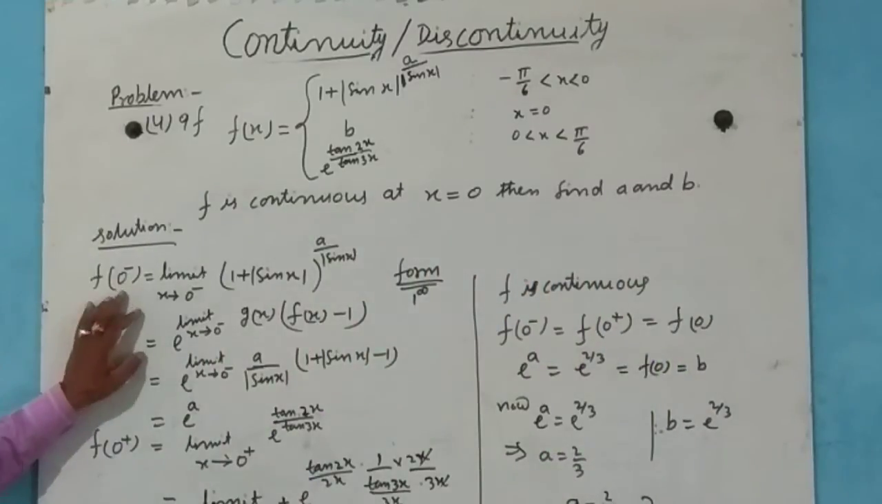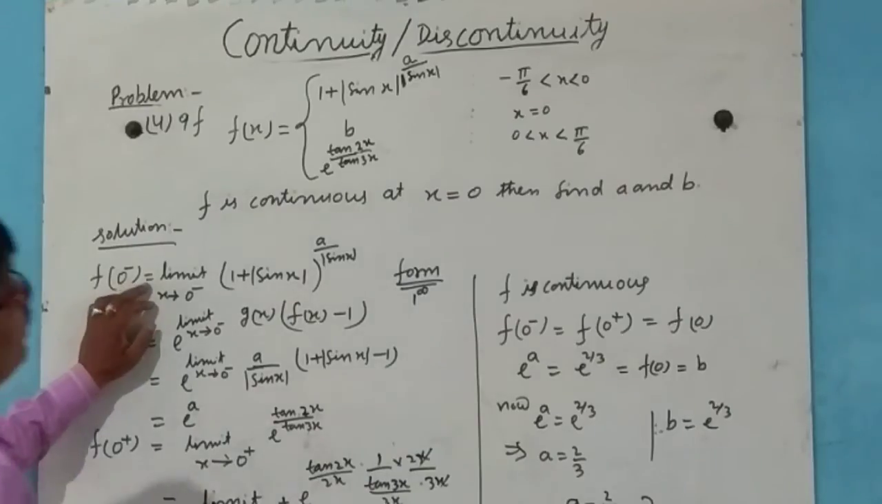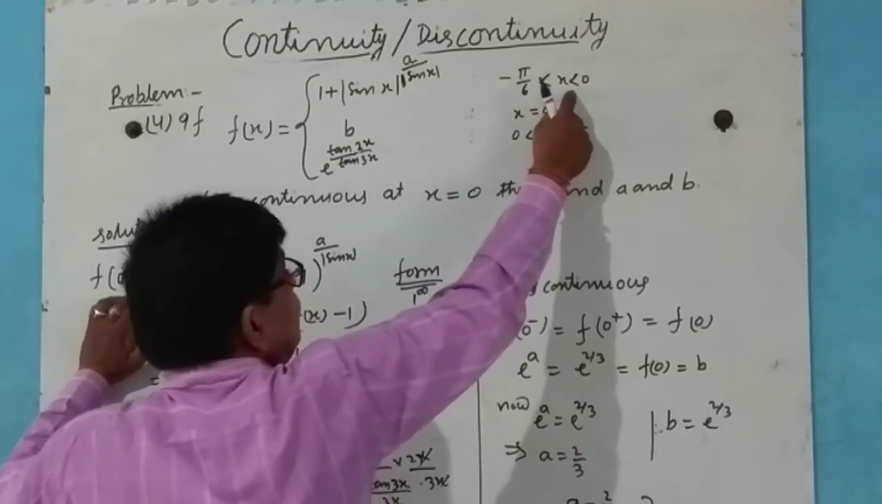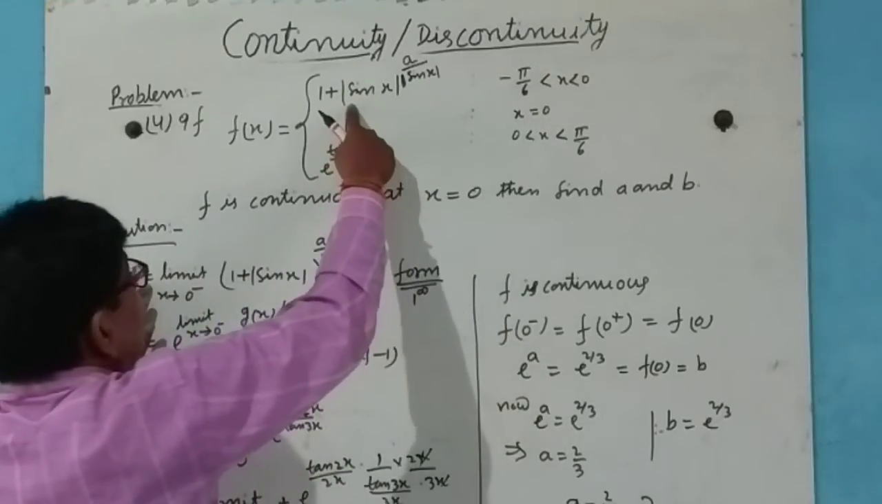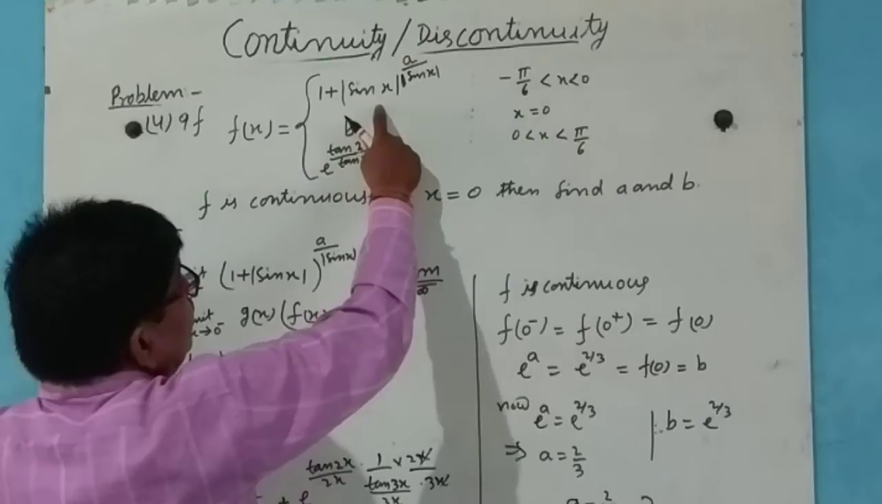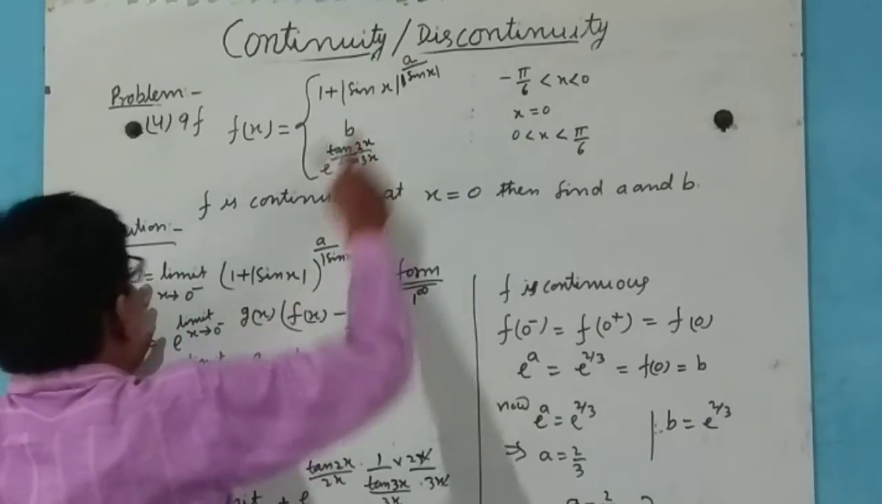Now for the limit as x tends to minus 0, it means that we take this function, because it comes below 0.